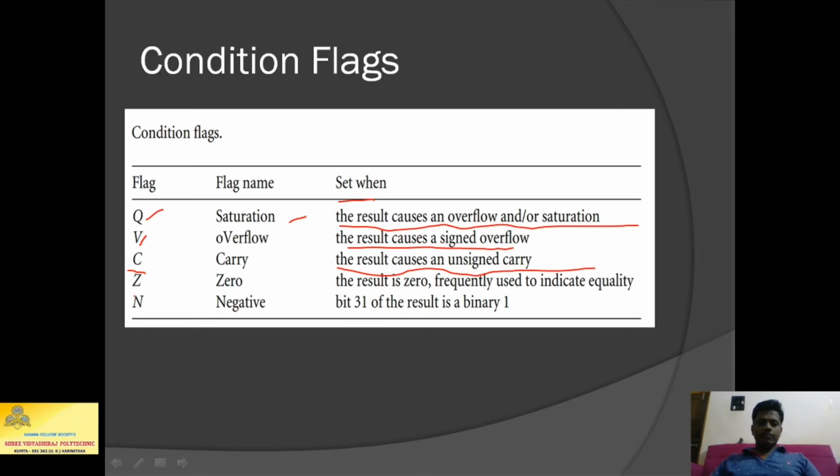We have the Z flag, the zero flag. It will be set when the result is 0, frequently used to indicate equality. Fine. Next, the flag N, the N stands for negative. It will be set when bit 31 of the result is a binary 1. When the MSB is a binary 1, that means there is a negative number, and then automatically this flag will be set.